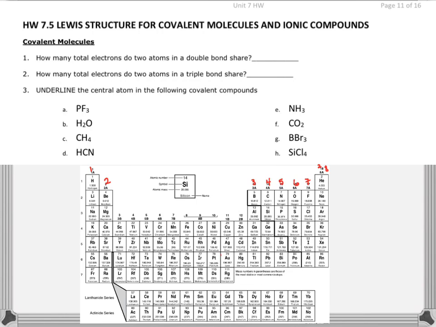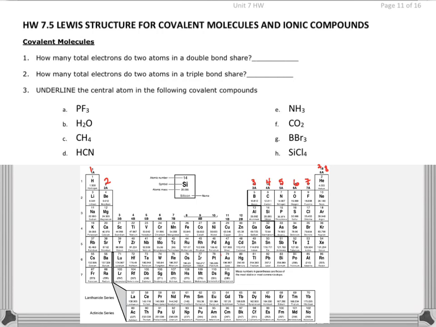Make sure you have your periodic table of elements, and what I went ahead and did is I went ahead and labeled the number of valence electrons for each group. Okay, so we know valence electrons for the representative elements, which are groups 1, 2, and then 13 through 18.